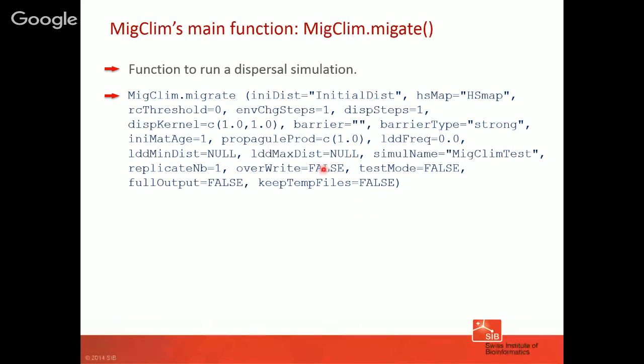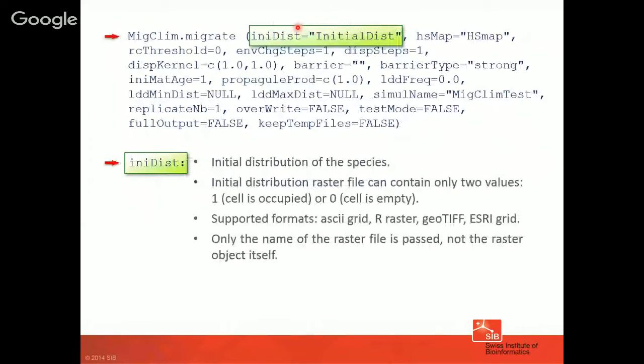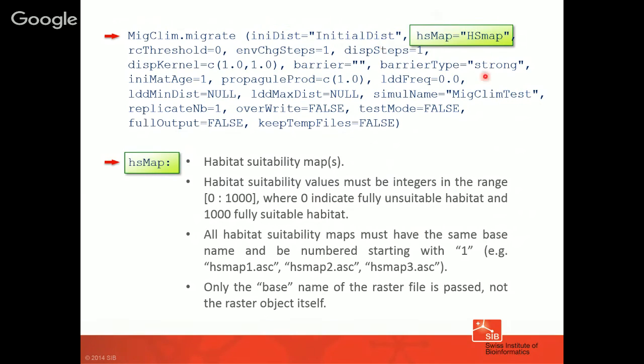So you have all the different inputs here that you need to run a simulation. So you have your initial distribution. This has to be a raster type. There are different formats that are supported. But what I want to emphasize here is that the value that you pass to these parameters is not a raster object. So you don't load your raster into R, but the thing that you pass is simply a string, which is the name of your raster file as it is on your disk. So when you run MIGCLIM, you don't need to load your initial distribution and your suitability maps into R, but you simply pass the name that they have to the function. Next parameters are the suitability map.